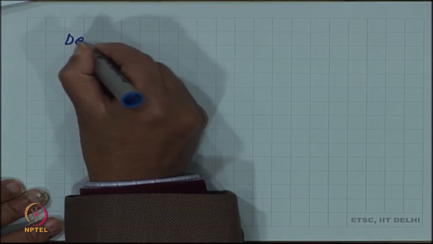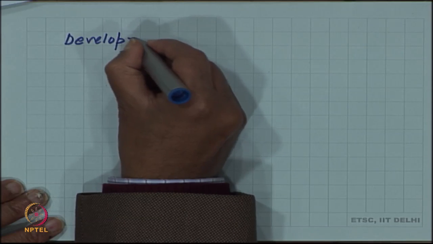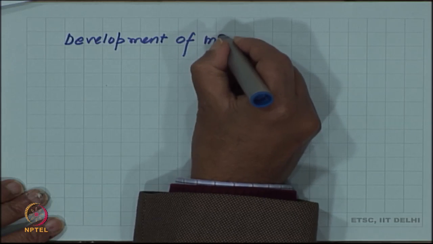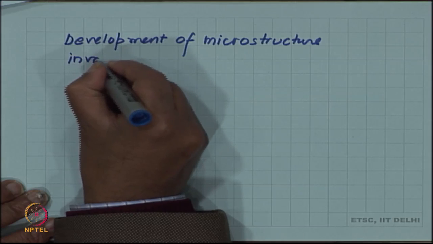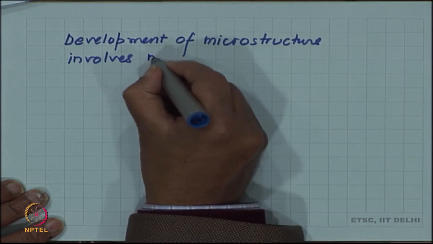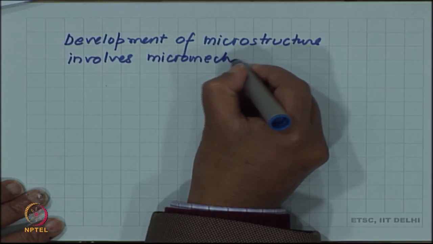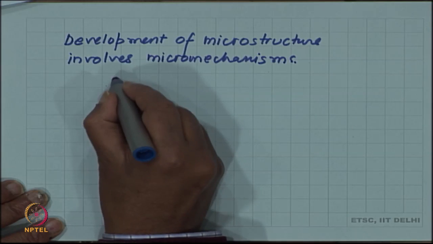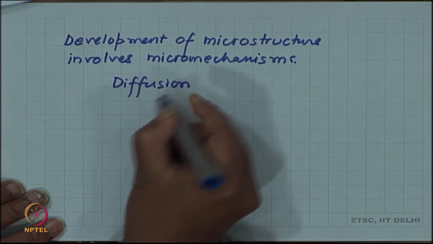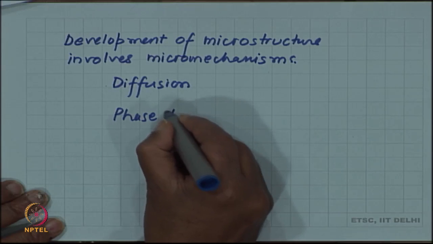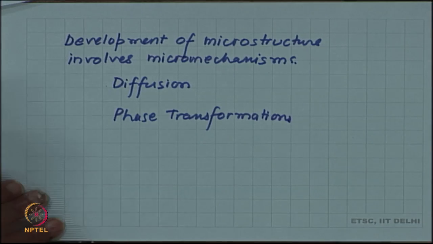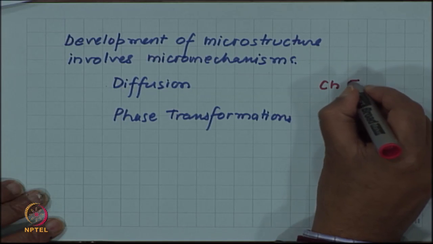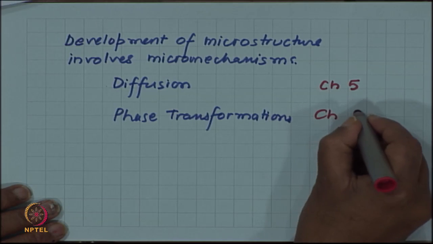But before we do that, let us look at other parts of the course. We looked at the microstructure. The development of microstructure involves micromechanisms such as diffusion and phase transformations. So, both of these will be important topics in our course. Diffusion will be our chapter 5 and phase transformation will be chapter 6.